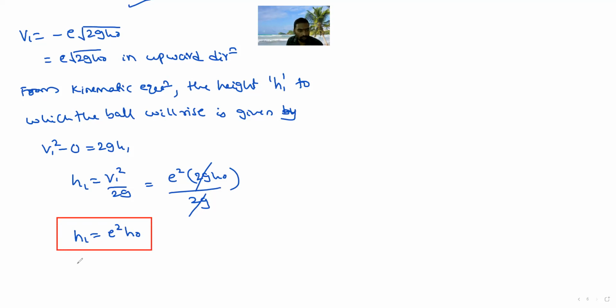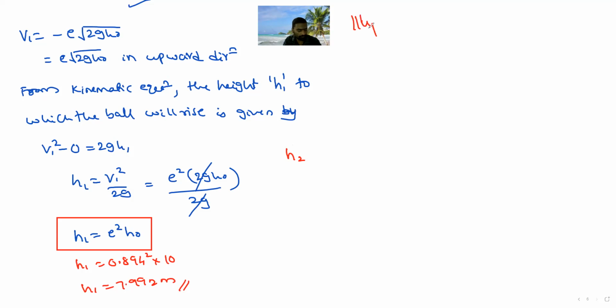So E square is the coefficient of restitution. Now you can substitute, I want to determine H1. What is the E value? 0.894. 0.894 square into H naught, initial height, 10. So can you tell me what is the value of H1? H1 is equal to 7.992 meter. See, first you are dropping the ball from 10 meter height. After striking, it bounces back by 7.99 meter. Then again, on the next bounce, it strikes, and that should be less than this 7.9. So H2 is equal to, I will write that one.